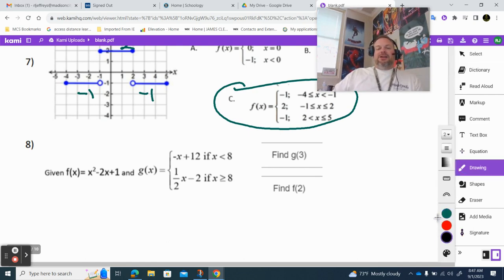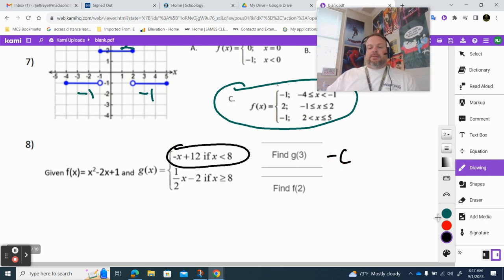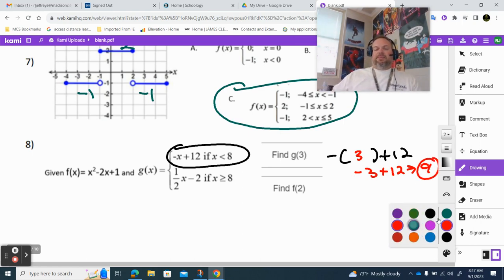All right. G of 3. Well, this is G. All right. Is 3 less than 8 or greater or equal to 8? Less. Okay. We finally had somebody actually answer. All right. So we plug in 3. This becomes -3 plus 12, which is 9.